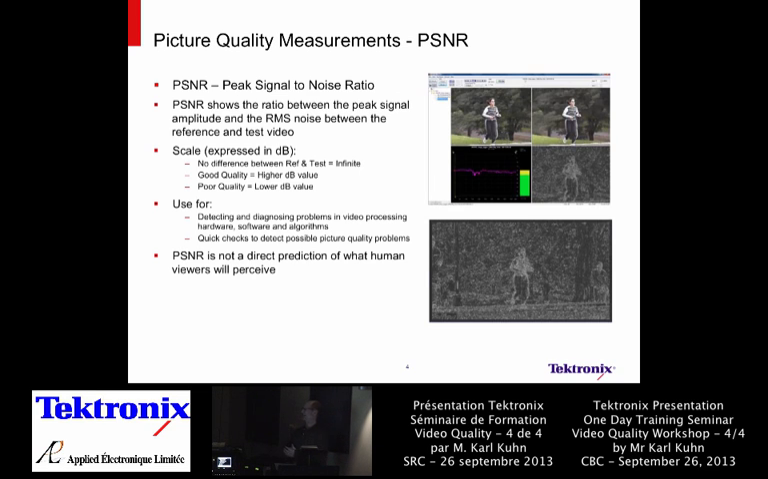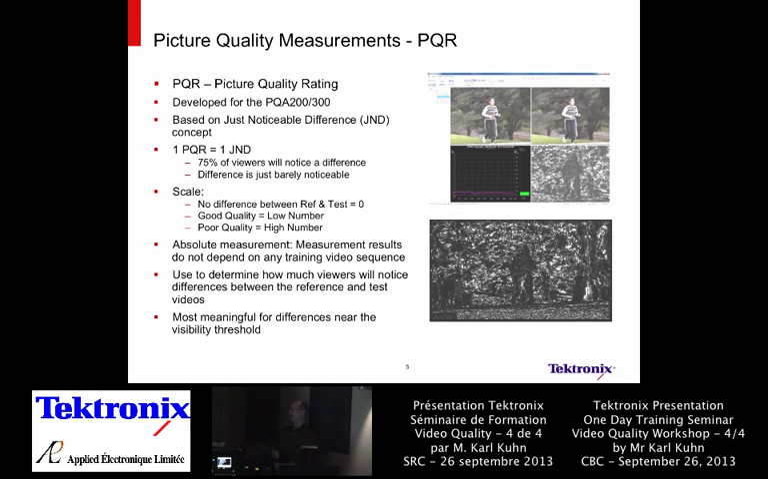This is what I was using back in the 90s at IBM. Picture quality measurements, just noticeable difference, JND. A just noticeable difference, statistically, you have a room full of human viewers. When do 75% of the people in the room say, I just noticed a difference? That's a just noticeable difference of 1. So with that said, a low number of just noticeable differences from perfect to impaired is good. Perfect to unusable is a high number.